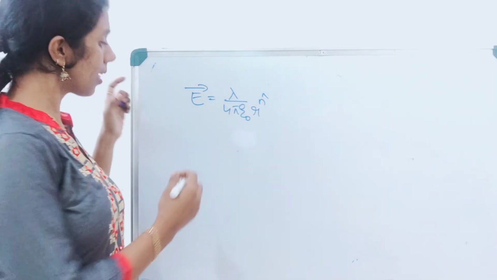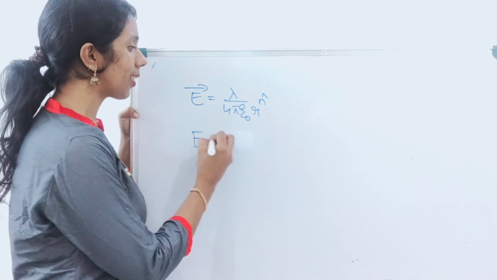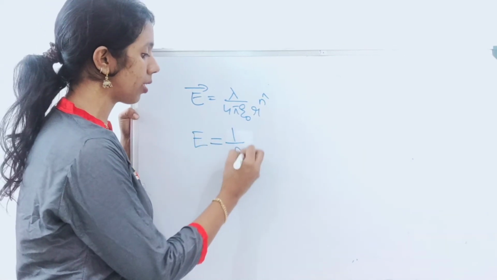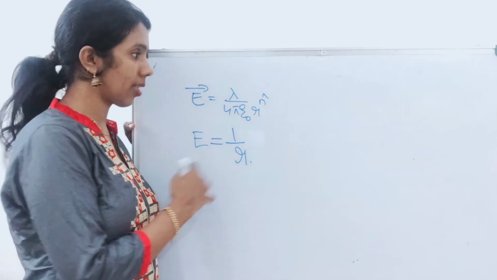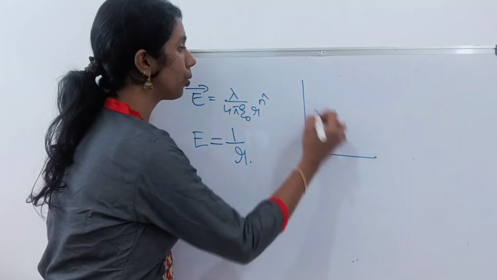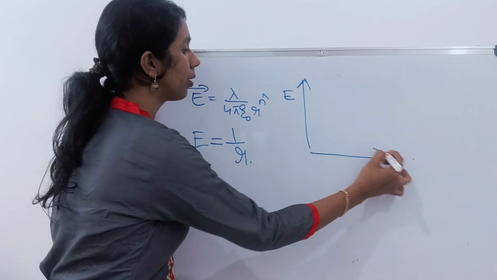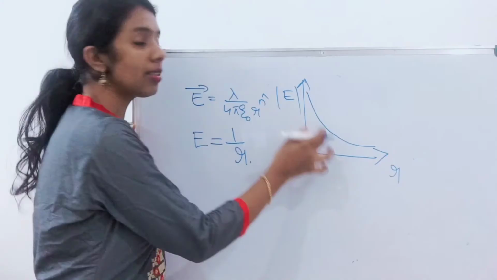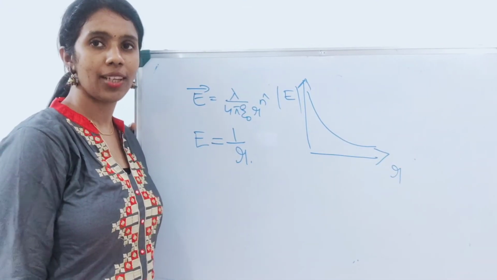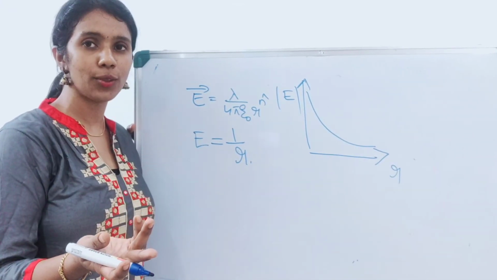So from this equation, it is clear that E is inversely proportional to r. So as r increases, E should decrease. Now if we plot the graph to show the variation of electric field with the distance, since it is inversely proportional, this will be the nature of the graph. E is inversely proportional to r.